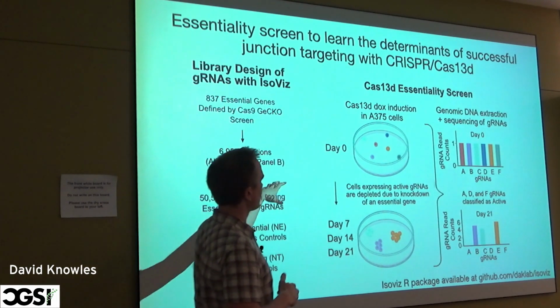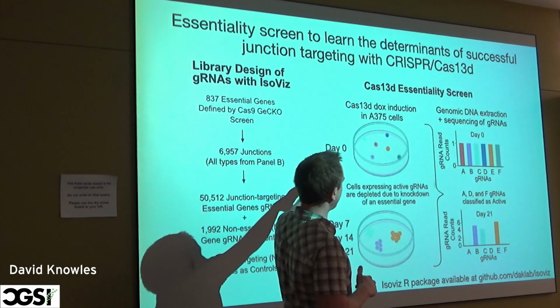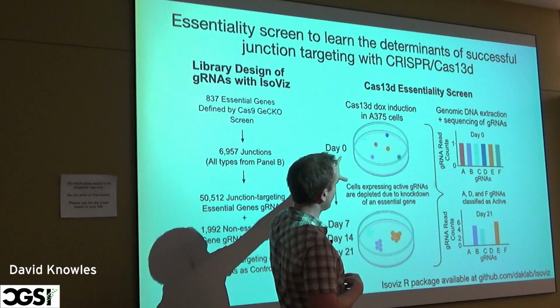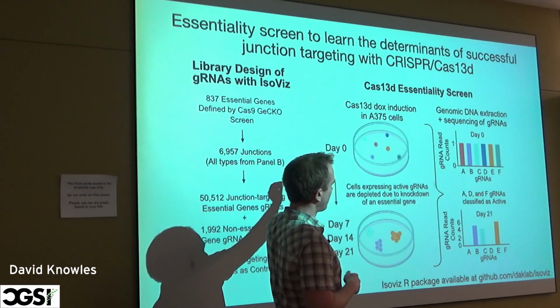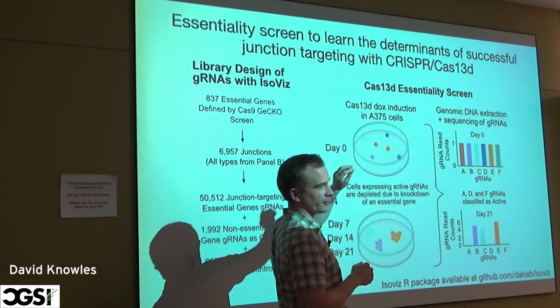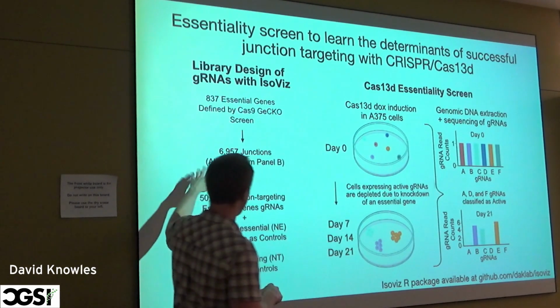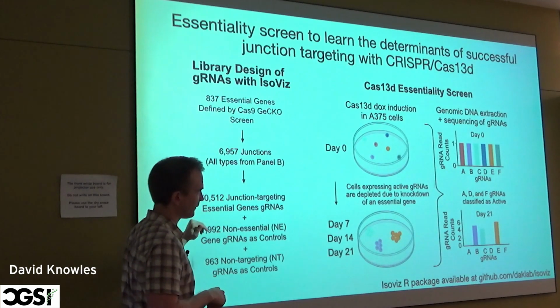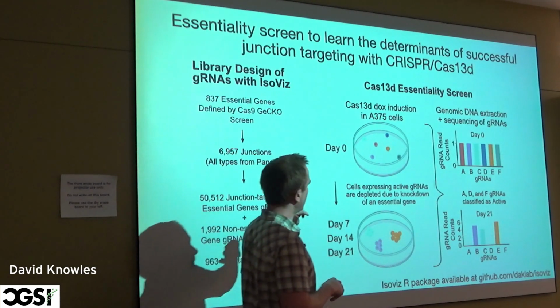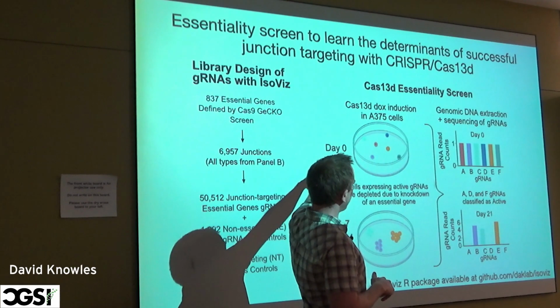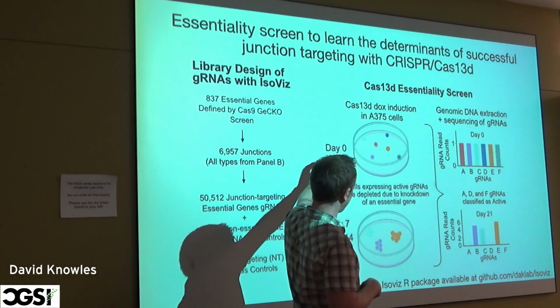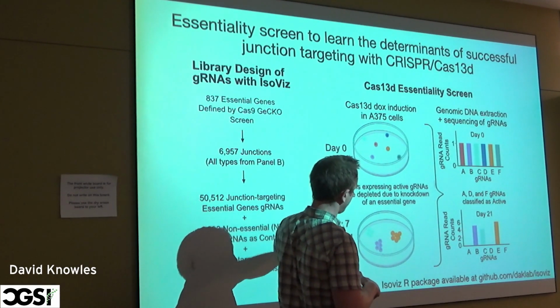And you can set up your experiment so that the cells that you are treating get, most of the time at least, each cell just gets one CRISPR guide out of this big pool of, in this case, around 50,000 CRISPR guides. Then you let the cells grow for, in this case, we did 3 weeks.